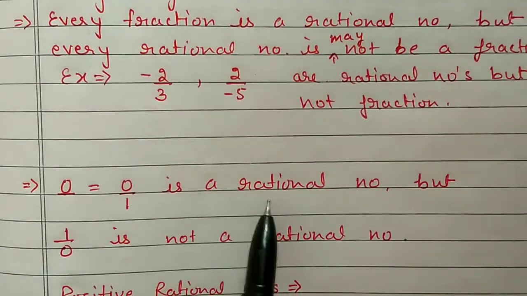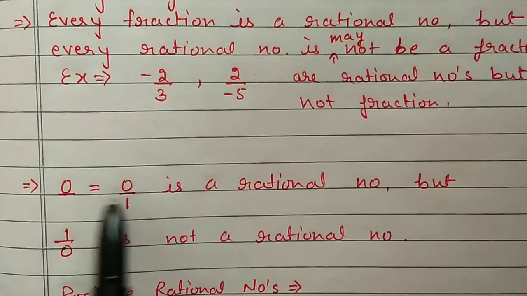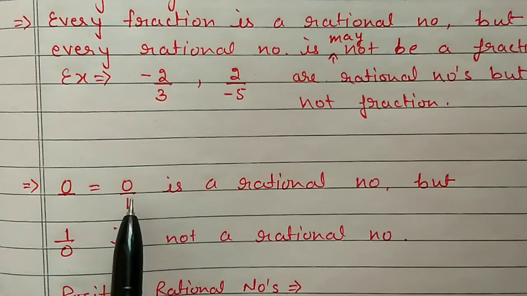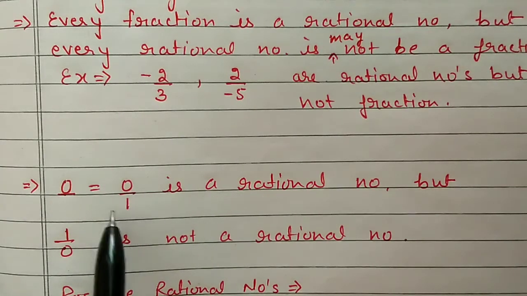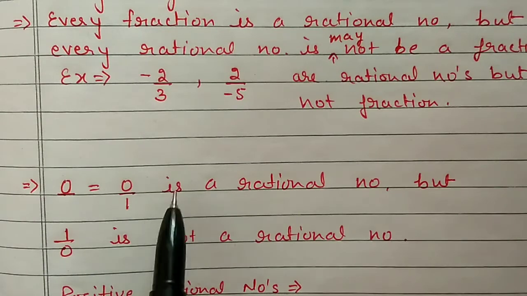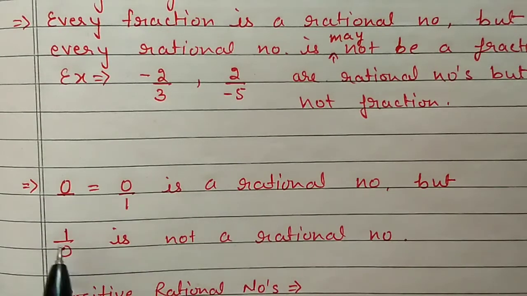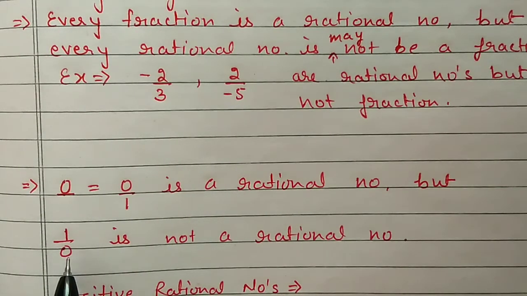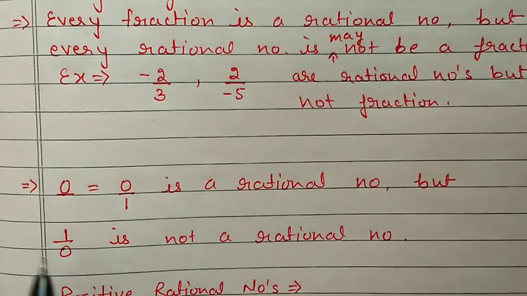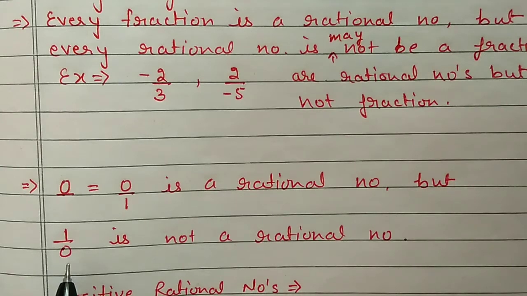And we can say 0 is also a rational number, because we can write 0 as 0 by 1. And the denominator here is 1, the denominator is not equal to 0, so it will come under rational numbers. But 1 by 0, if it is written 1 by 0, then it is not a rational number, because according to the rational number definition, 0 should not be in the denominator.